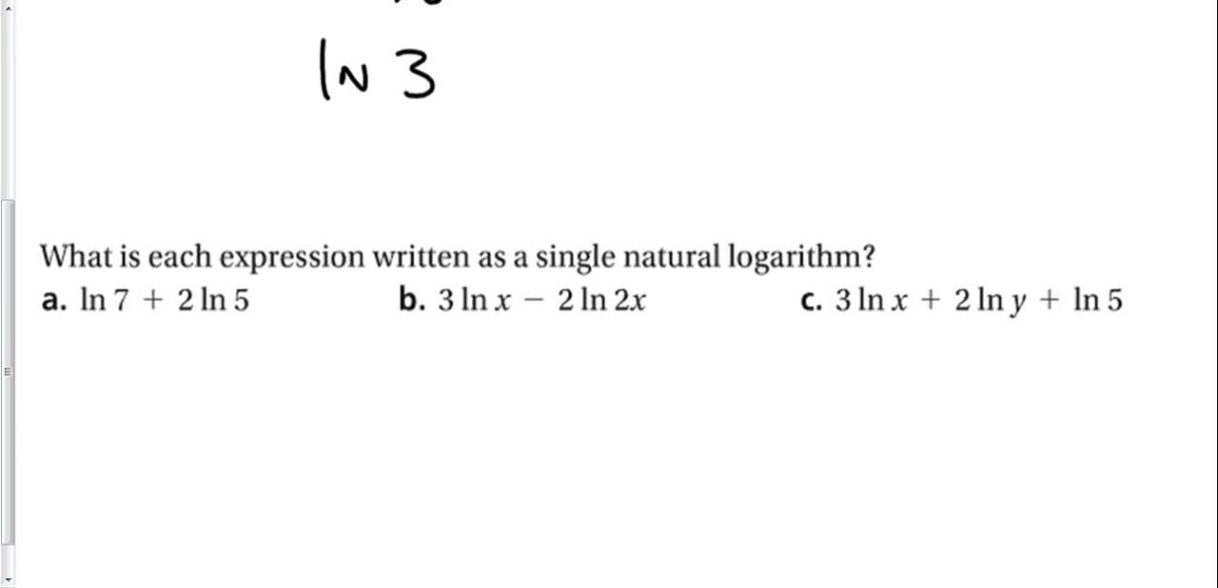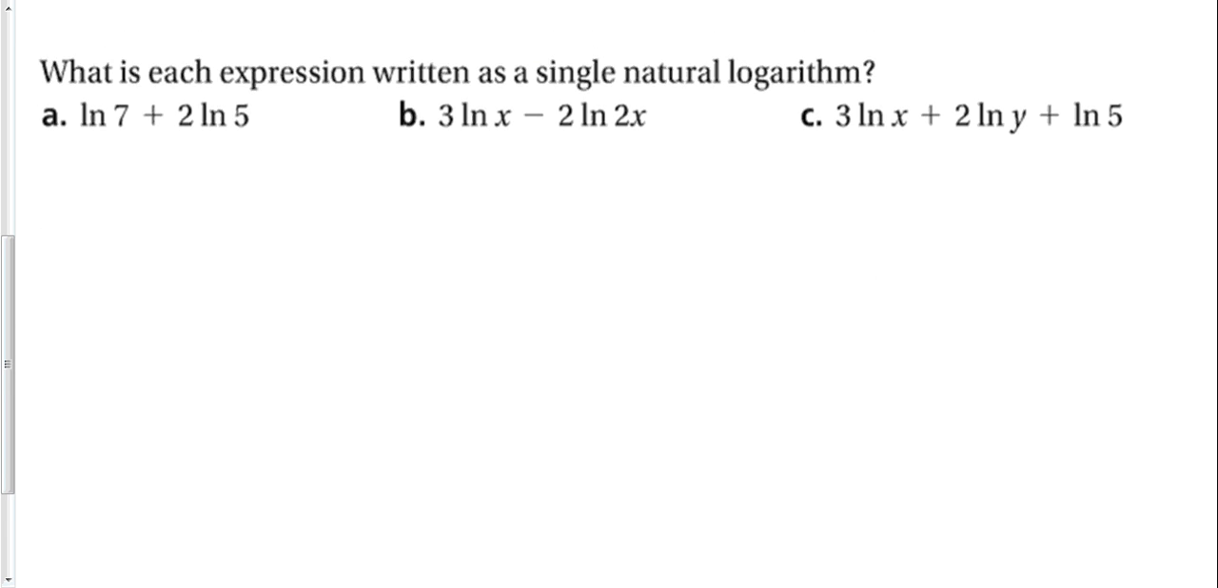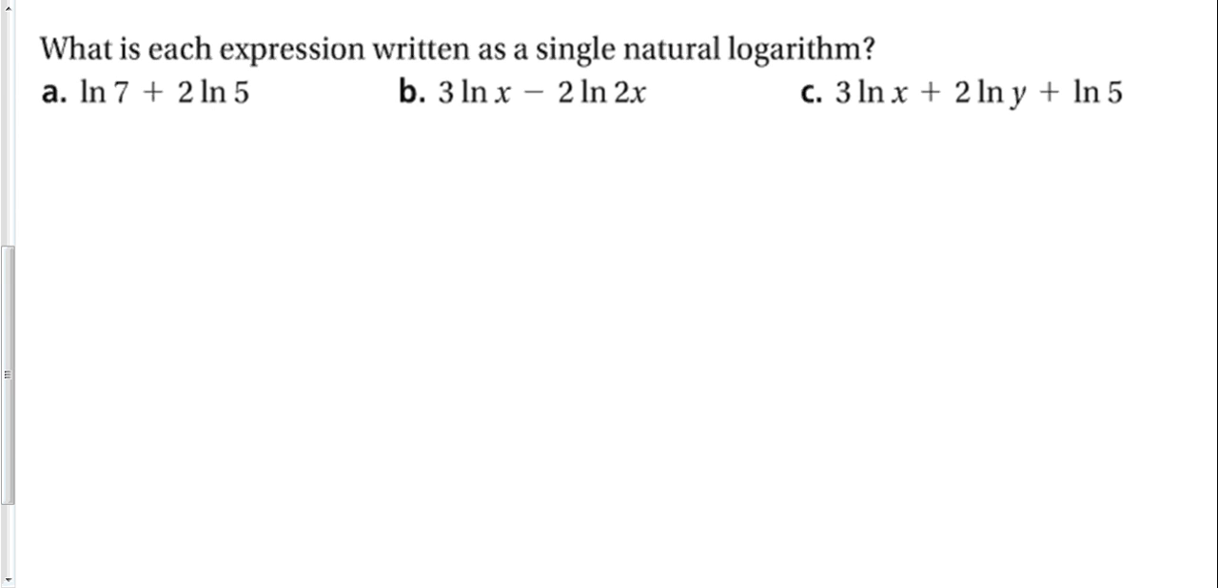So let's do the same thing for a few more. Same here. I see a plus and I see a 2. That tells me power rule and product rule. So this turns into the natural log of 7 plus natural log of 5 squared. Multiply them together, we're going to get the natural log of 7 times 25, which is 175. Putting them both together.